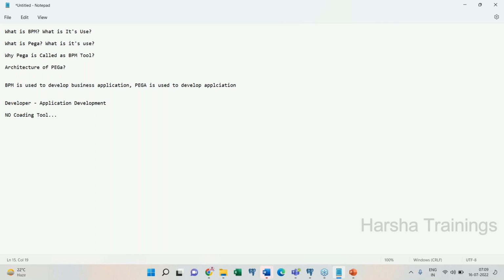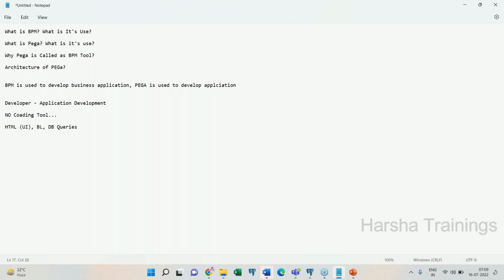And when I say no coding tool, coming back to this one, coding doesn't mean only business logic. Many people think coding means business logic. No, it is not only business logic. It includes HTML, meaning user interface related coding, business logic, and database queries. So a developer who is going to work on Pega in application development has no need to write code related to HTML, business logic, or database queries.